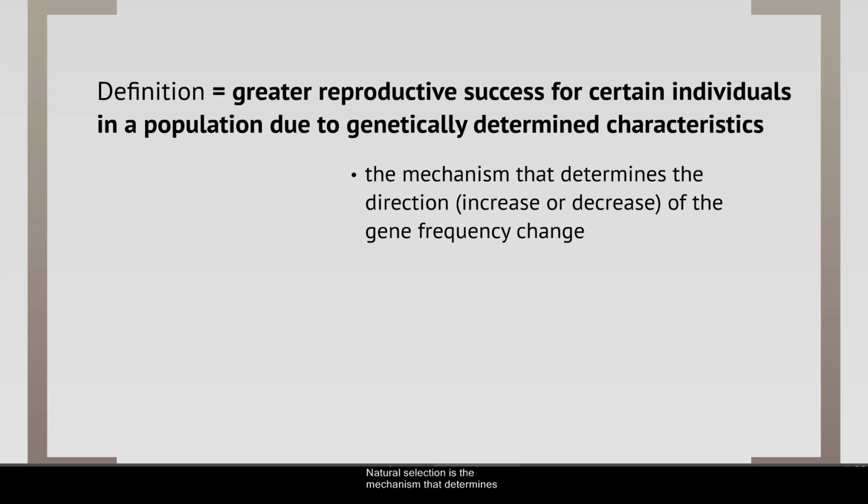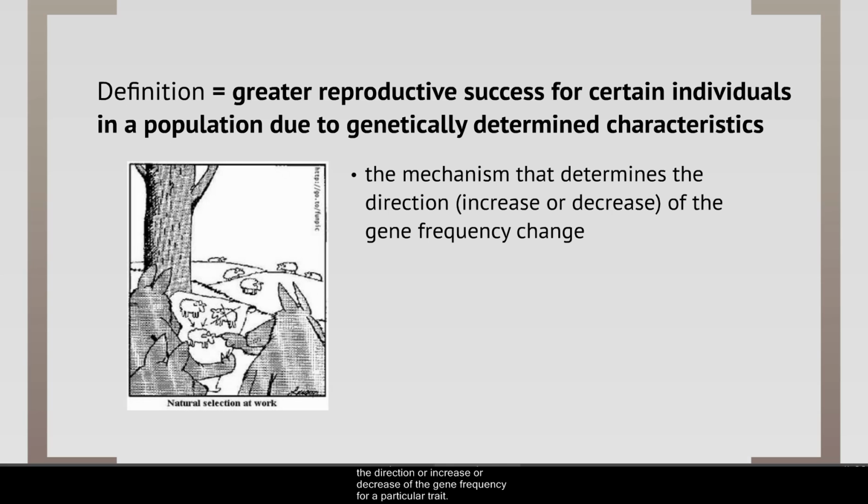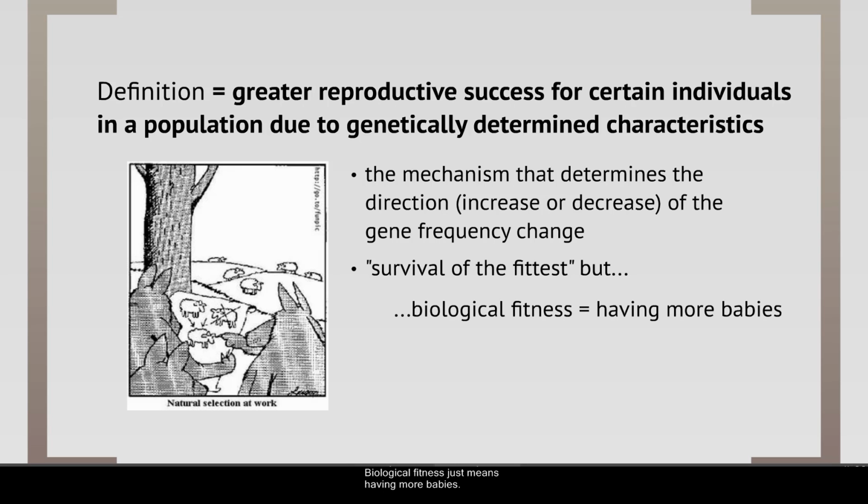So natural selection is the mechanism that determines the direction or increase or decrease of the gene frequency for a particular trait. Natural selection is sometimes referred to as survival of the fittest, and this works as long as we understand the biological definition of fitness. Biological fitness just means having more babies. So fittest does not necessarily mean the biggest or strongest.